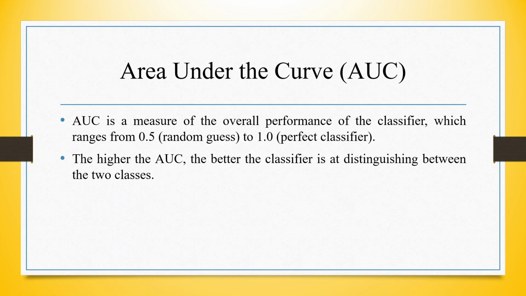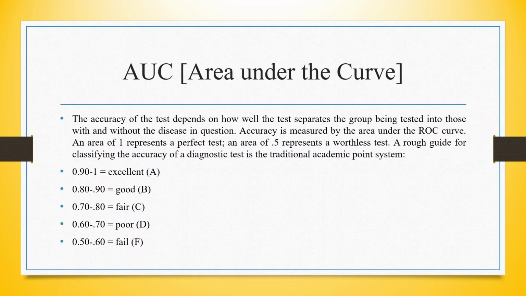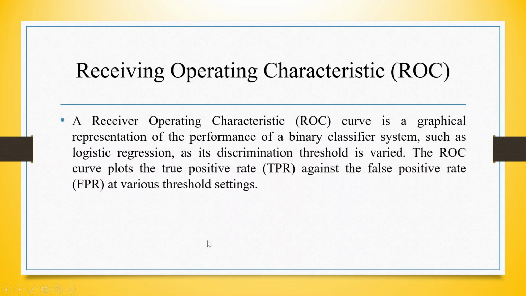Now we will generate the AUC. AUC is a measure of the overall performance of the classifier which ranges from 0 to 1. The higher the AUC, the better the classifier at distinguishing between the two classes. The accuracy of the test depends on how well the test separates the group being tested into those with and without the disease in question. So if you get the AUC in the range of 0.9 to 1, it is excellent. 0.80 to 0.90, good. 0.70 to 0.80, fair. 0.60 to 0.70, poor. And 0.50 to 0.60, the model is failing.